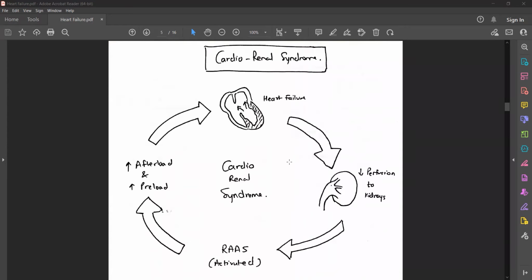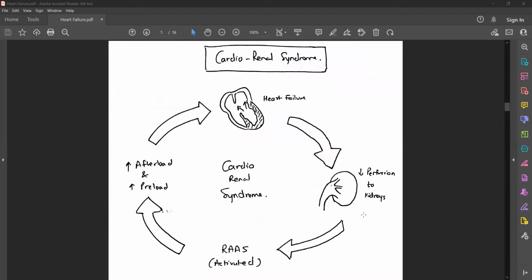And then before we discuss the treatment, the diuresis, I would like to talk about cardiorenal syndrome. What is cardiorenal syndrome? So let's say a patient comes in, has heart failure. Now, due to the heart failure, the heart is not able to pump effectively, and it will lead to decreased perfusion to the kidneys.